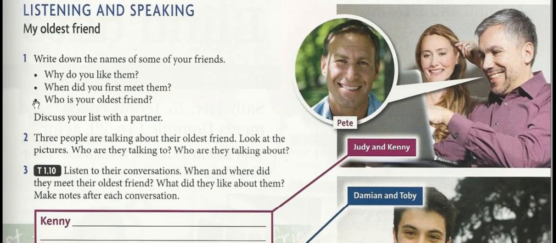So in number 1 here, you have this activity, these questions actually, that you're going to answer in the comments section. So you put your answers in the comments. Write down the names of some of your friends. Tell me their names and answer the question, why do you like them? When did you first meet them? And who's your oldest friend?